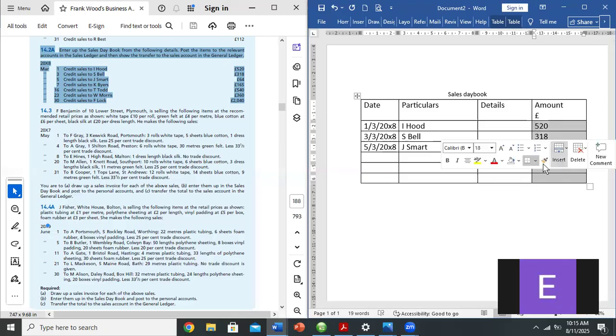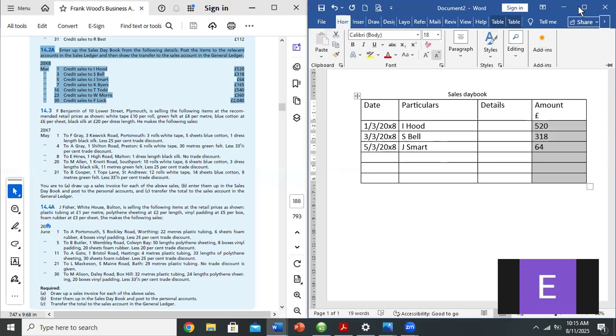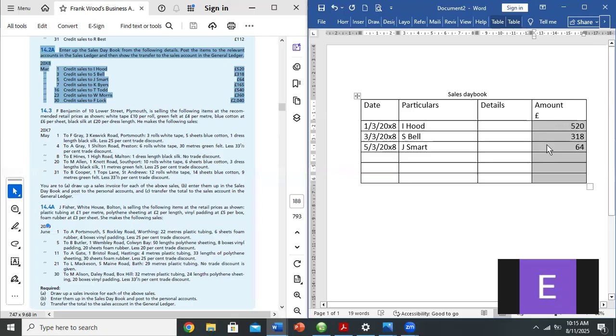Please, in writing your figures, always make sure that your ones follow, your tens follow, and then your hundreds follow, like this. It's very important when you are presenting your answers for marking.